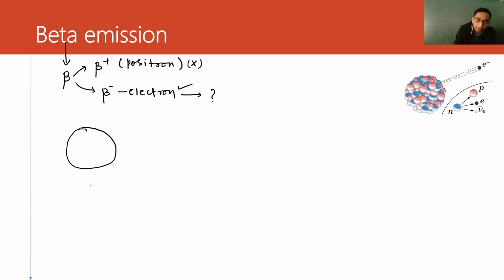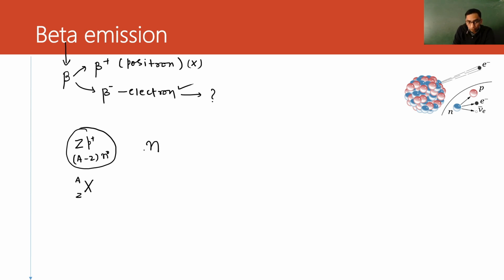This is a nucleus. X is an element, and Z is the number of protons. So there are Z number of protons over here, and A minus Z, that is mass number minus the atomic number, is the number of neutrons.